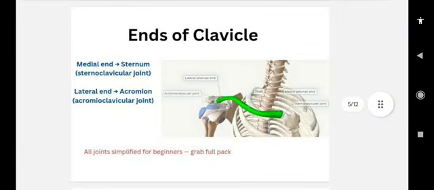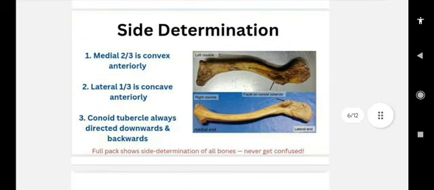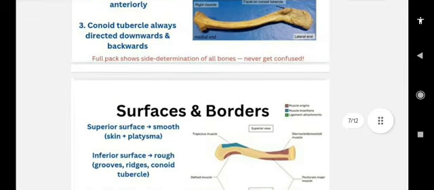Wondering how to tell left from the right clavicle? No worries. Hold it horizontally, smooth side up, curve facing forward. The sternal end always goes towards the chest. Easy peasy. Remember, sternal, sternum.